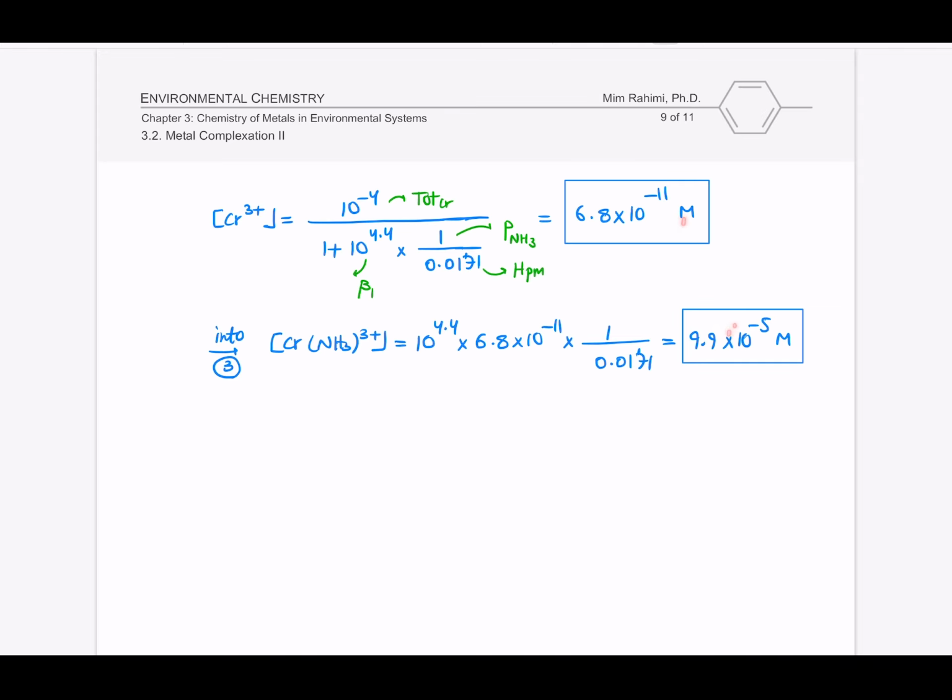What does it say, like comparing these two numbers? So this is significantly bigger, right? And this is very close to 10 to the minus 4. So almost all the chromium, the total chromium, is in the form of the complex. So, and chromium individual species are basically a combination of these two. So it's almost total chromium is equal to chromium ammonia 3 plus concentration.